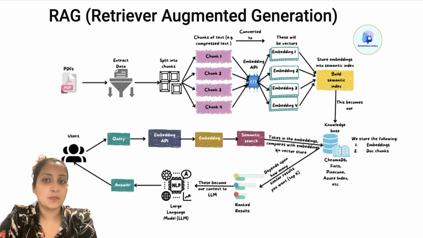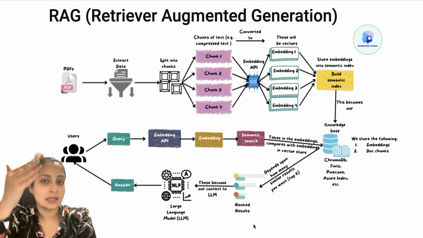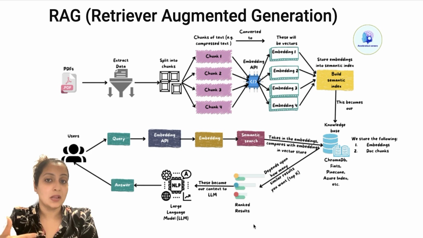So you always provide, I need top 3 answers, or I need top 5 answers, or I need top K answers. So that is a parameter you provide. So suppose I say I need top 5 answers. So you get your 5 answers, and those answers are in a ranked format. So you have a re-ranking strategy as well. So based on that, your answers are ranked and shared with you.